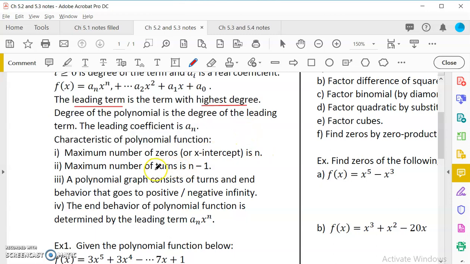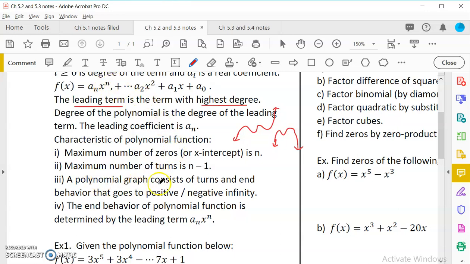And then the polynomial also turns. Polynomials usually go up or down to infinity at the ends, but in the middle they wiggle or they turn. So sometimes they go like this, or sometimes they both go down, whatever. But they turn in the middle. But how many turns do they have? The maximum number of turns is n minus 1, depending on the degree of the leading term.